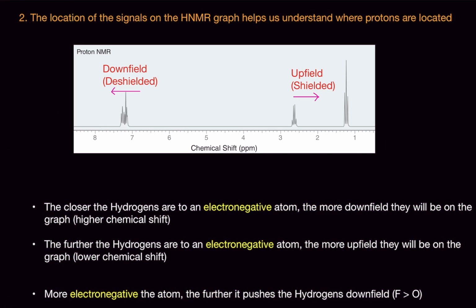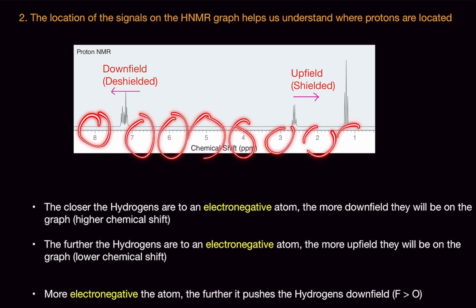Characteristic number 2. The location of the signals on an H-NMR graph tells us and helps us understand where protons are located. The further left we are, we call this downfield or deshielded. The further right we are upfield or shielded. Now notice the numbers are backwards. 8 is on the left and 1 is on the right hand side. It's not 1, 2, 3, 4, 5, right? It's 8, 7, 6, 5, 4, 3, 2, 1, right?